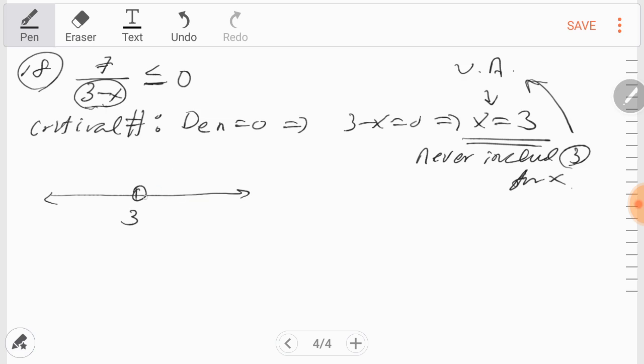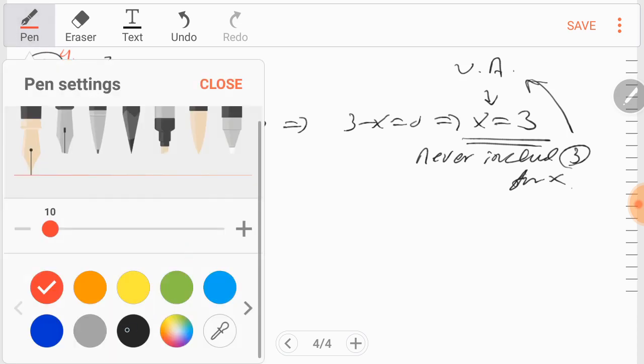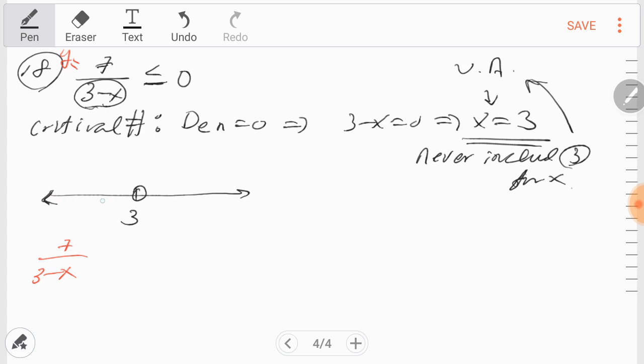All right, then there are two intervals. For each interval, let's find the sign of this rational expression, 7 over 3 minus x. Let's try 0 for x. If x equals 0, the numerator is positive and 3 minus 0 is positive, so this is positive. For the second interval, let's say x equals 4. Then 7 is positive and 3 minus 4 is negative, so this is negative. So this interval has negative y values.